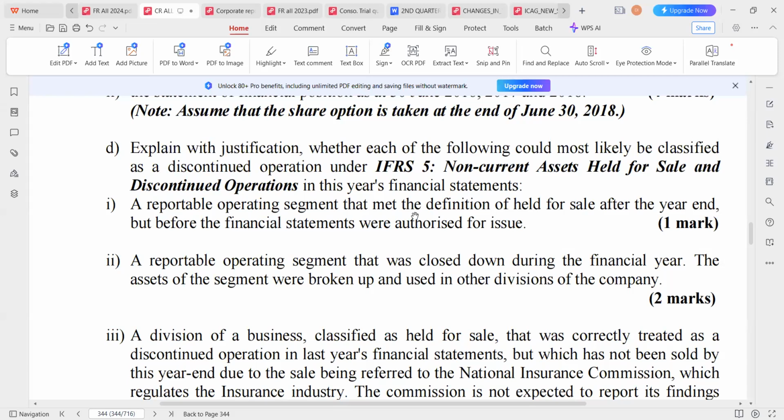Can you classify it as held for sale? Can you do that? Yes.